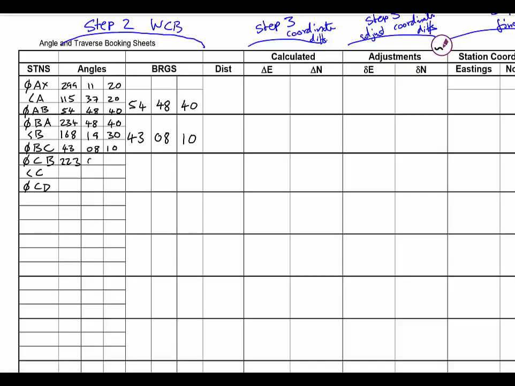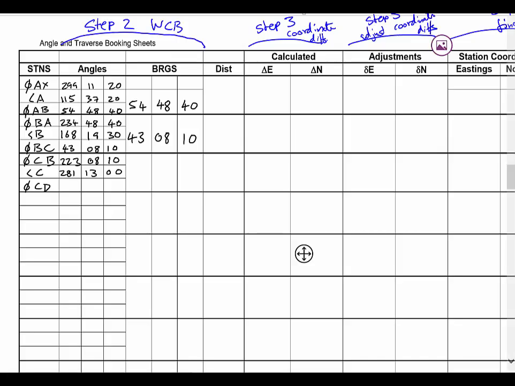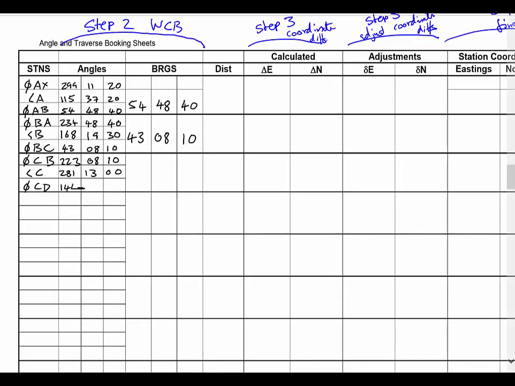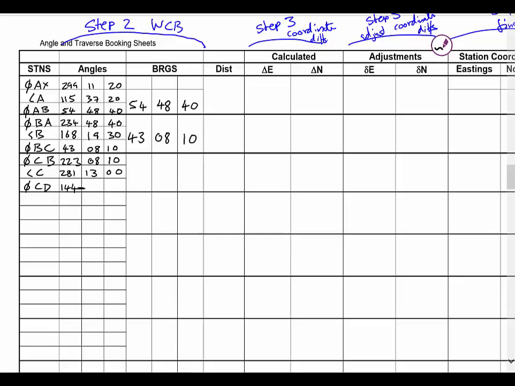So 223, 08, 10. The internal angle measured at C was 281, 13, 00. Add these two together, minus 360. We get our whole circle bearing CD, 144, 21, 10. Take that last whole circle bearing forward, which moves us from C to D, to give us our directional bearing, and then continue. So if you get this, skip ahead.